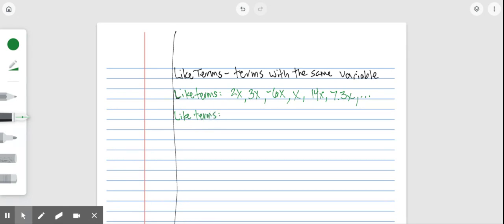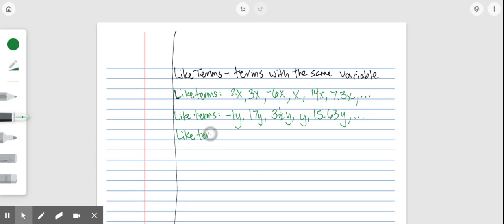Let's say our variable is y. Then I could do negative 1y. I could do 17y. I could do 3.5y. I could do just regular y. I could do 15 and 63/100ths y, etc., etc., etc., as long as the only variable is y. Okay, and then here's another set of like terms.